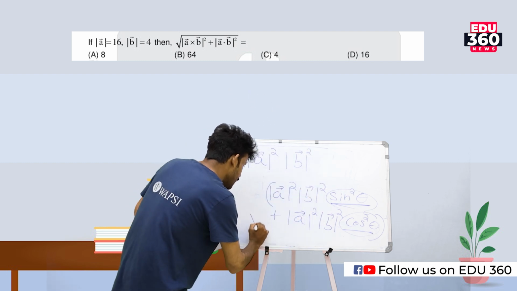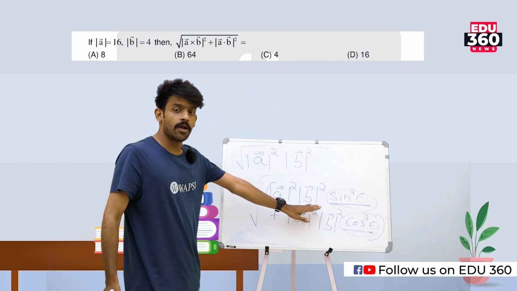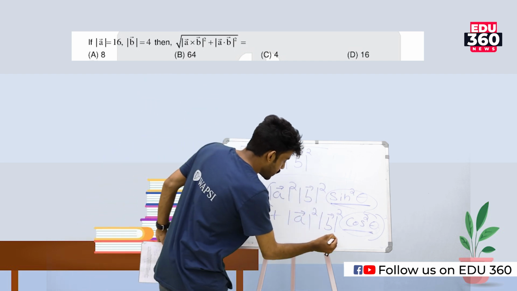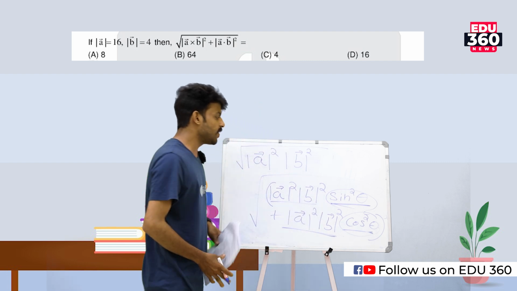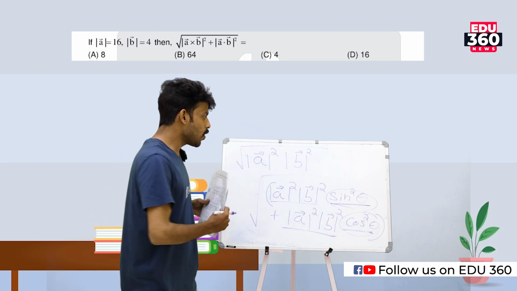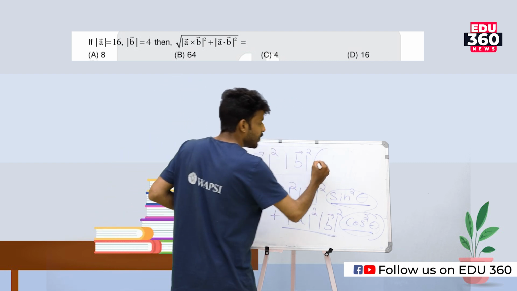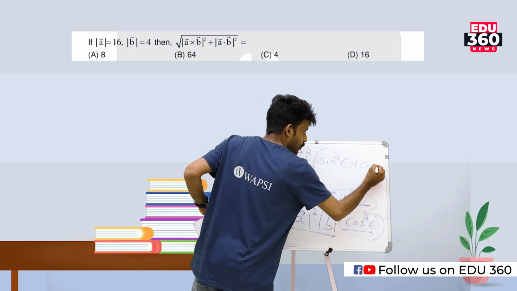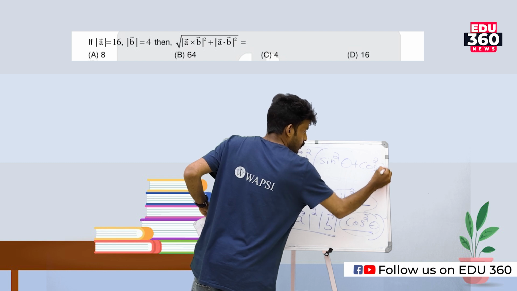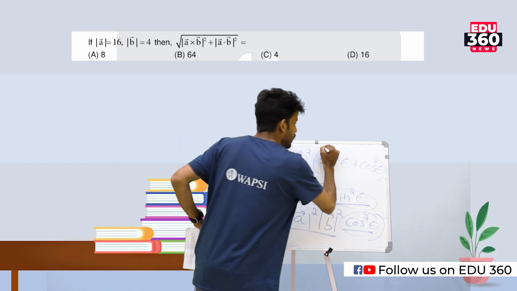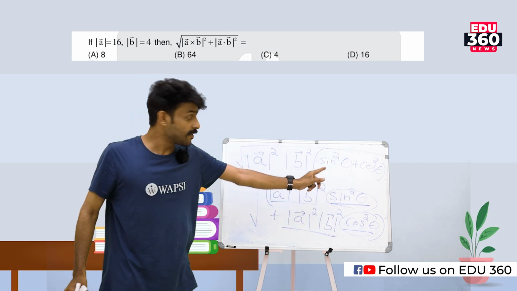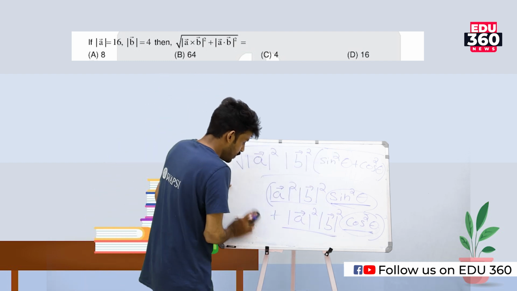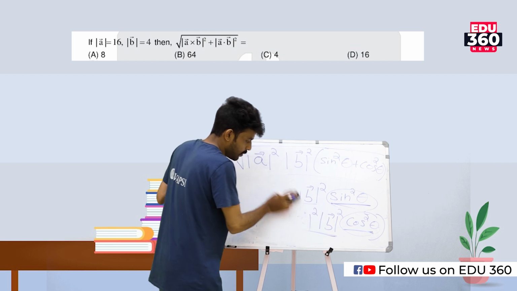Let me tell you once again. From this, the right hand side, we can see that modulus of A vector the whole square into modulus of B vector the whole square is common. So we can take this common outside, and the remaining part is sine square theta plus cos square theta. We know that the value of sine square theta plus cos square theta is equal to 1. So in the next step, we can substitute the values here.